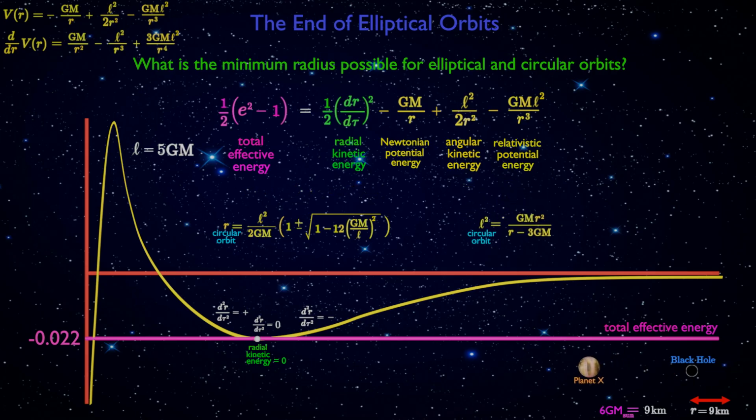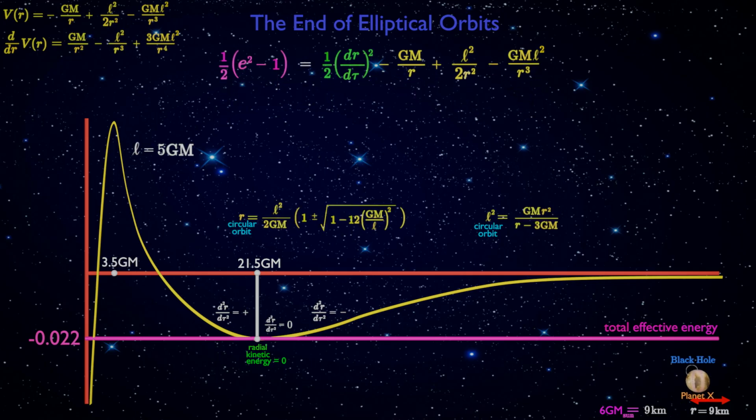If we use the plus sign and our value of angular momentum, which is 5 GM in this example, we arrive at an r value of about 21.5 GM. However, there seems to be a second answer for a circular orbit. If we use the minus sign instead, we get an r value of about 3.5 GM. What does this second answer mean?